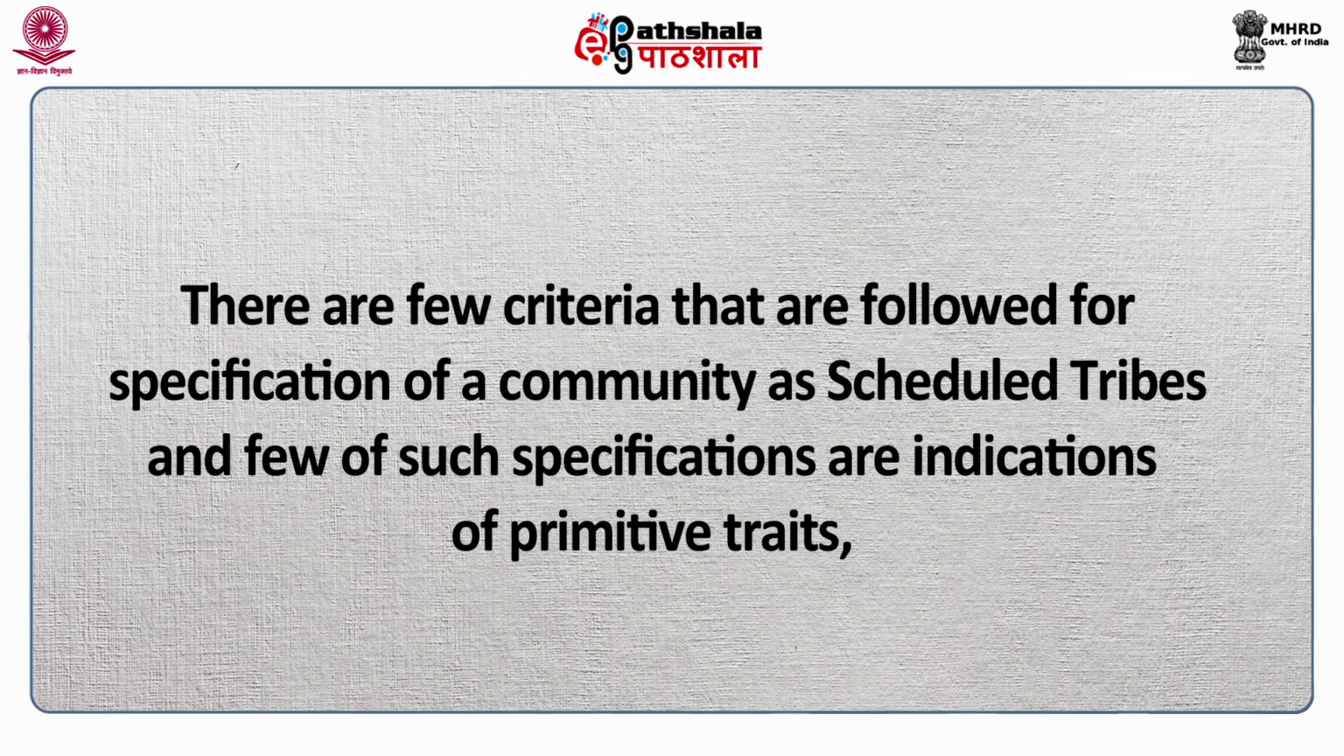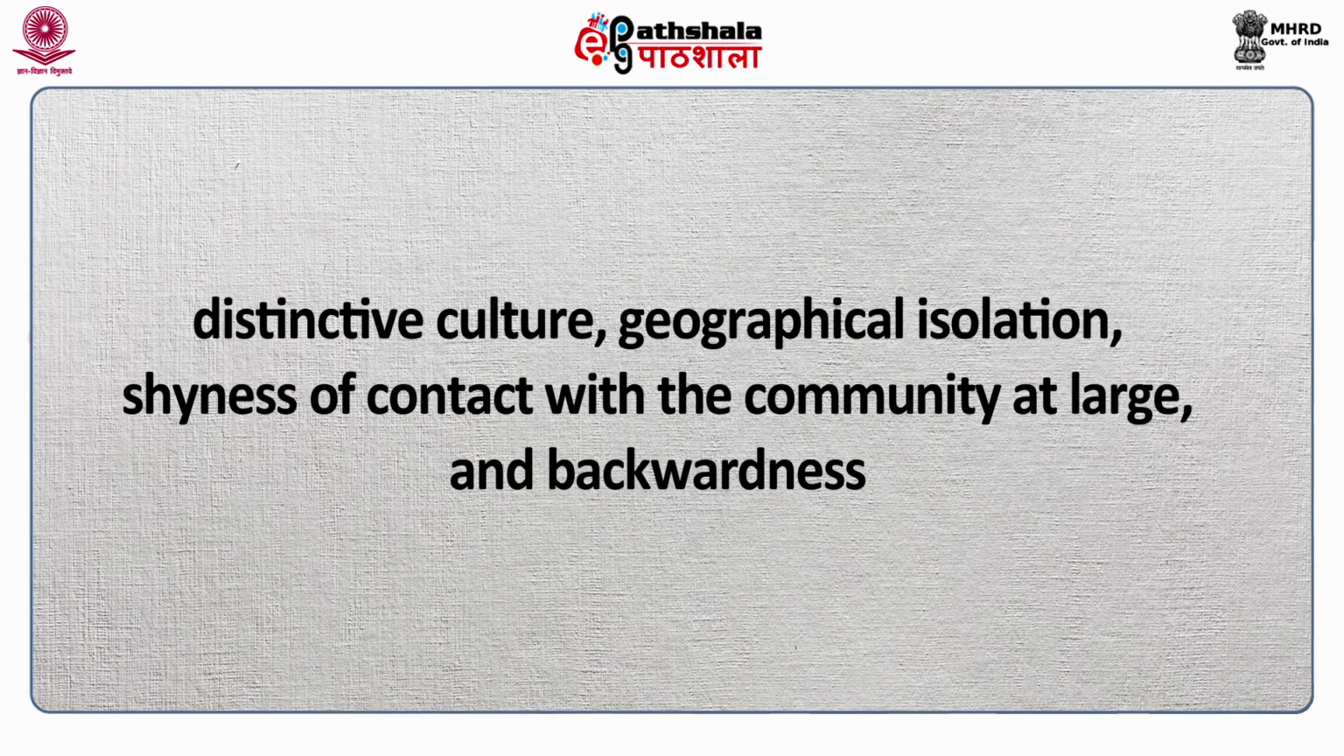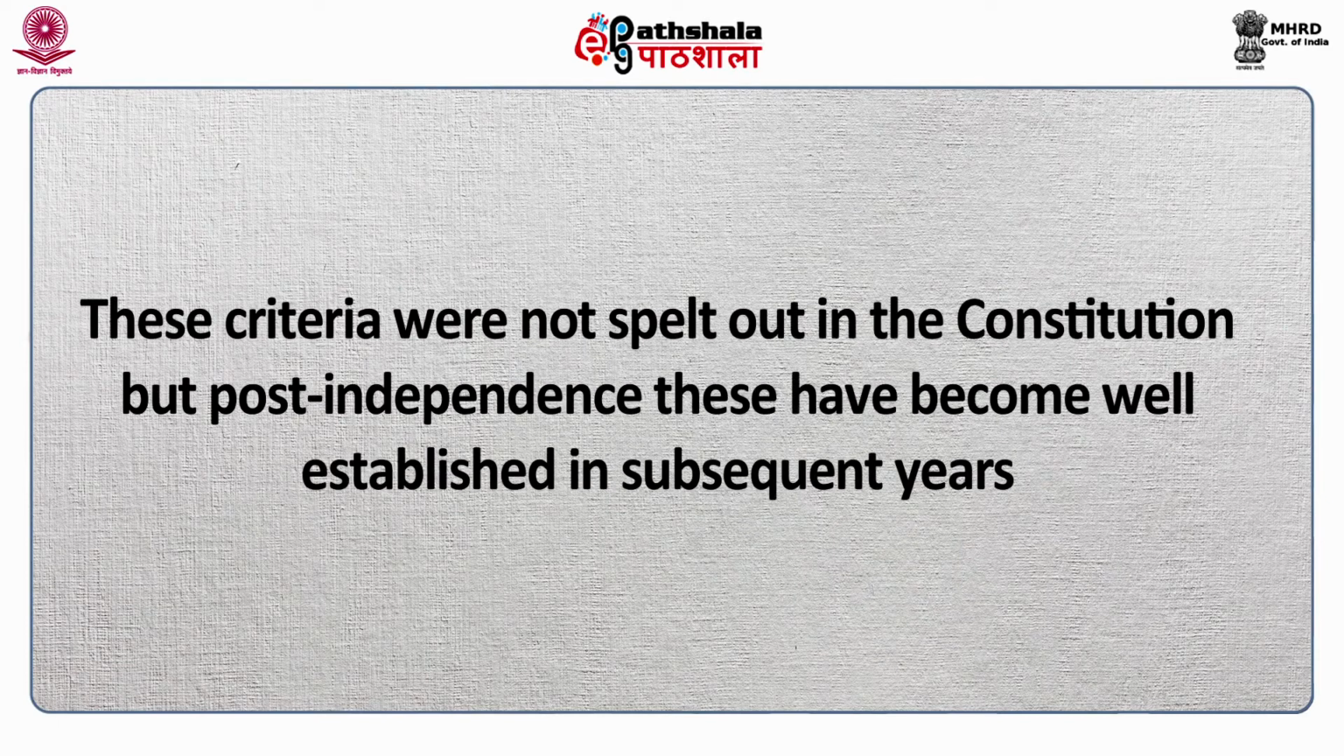There are a few criteria that are followed for specification of a community as a scheduled tribe, and a few of these are indication of primitive traits, distinctive culture, geographical isolation, shyness of contact with the community at large, and backwardness. These criteria were not spelled out in the Constitution, but post-independence they have become well established in subsequent years. It is also evident that the Indian Constitution is following the same categories as the British to identify tribes.